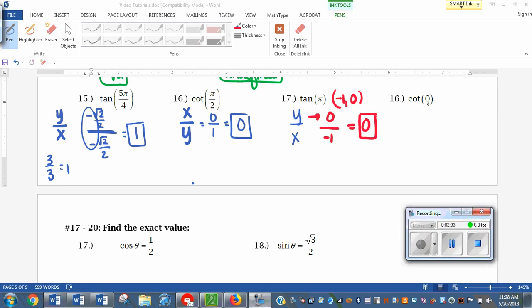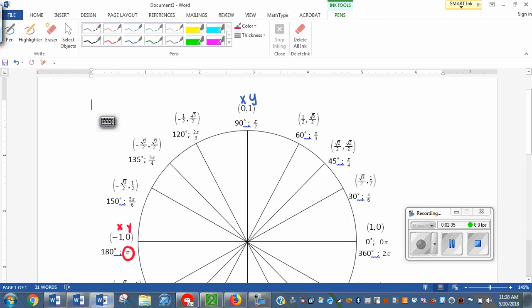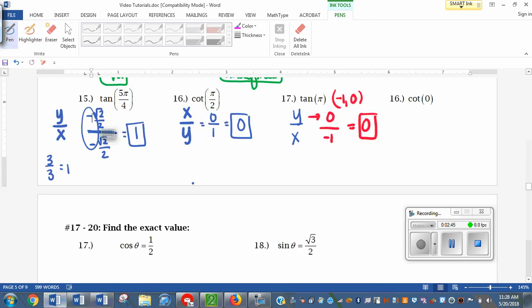Cotangent at 0, so that's actually on the right side. So if I look at my unit circle, I'm looking at 0 right here. So I'm using the ordered pair 1, 0. Remember, cotangent is when x is in the top. So this time, if it's 1 over 0, anytime 0 is in the bottom, we say undefined.